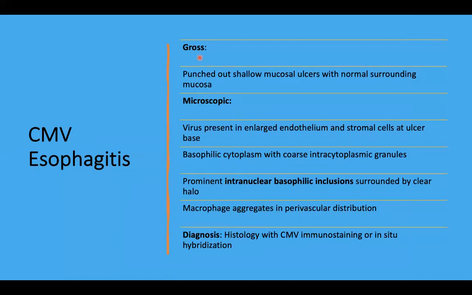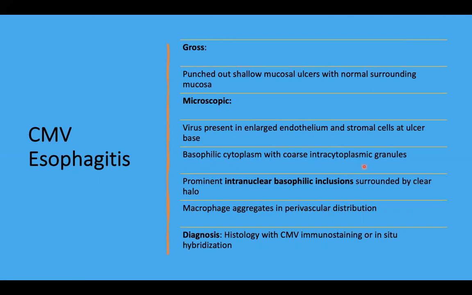Coming to CMV esophagitis, the gross features are a bit similar to those of herpes esophagitis, but the ulcers are shallower. Microscopic features include the virus being present in enlarged endothelial and stromal cells. So this is the catch: the virus is seen in the endothelium and the stromal cells. When we do histology with CMV immunostaining, they will be stained in the endothelium and stromal cells. In contrast to the margin of the ulcerated area in herpes, here they are characteristically observed in endothelial cells and stromal cells. That is the catching feature of CMV esophagitis.